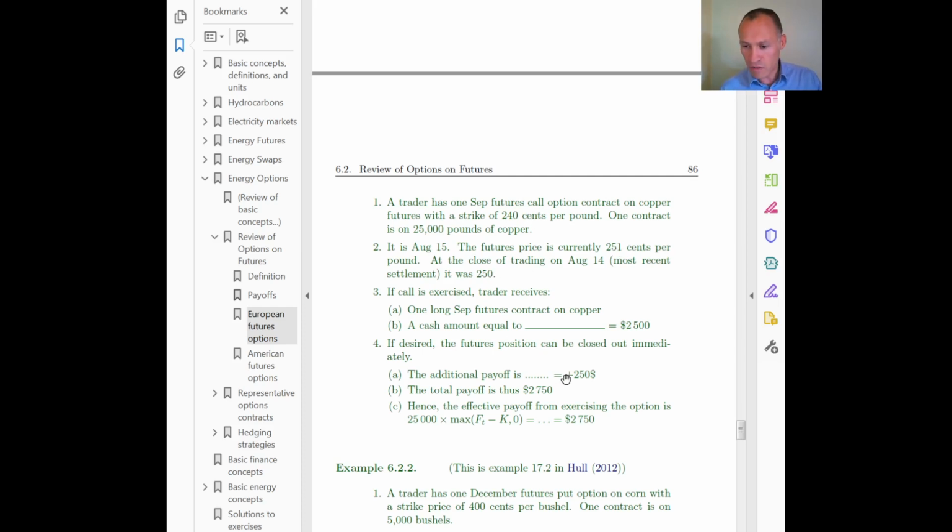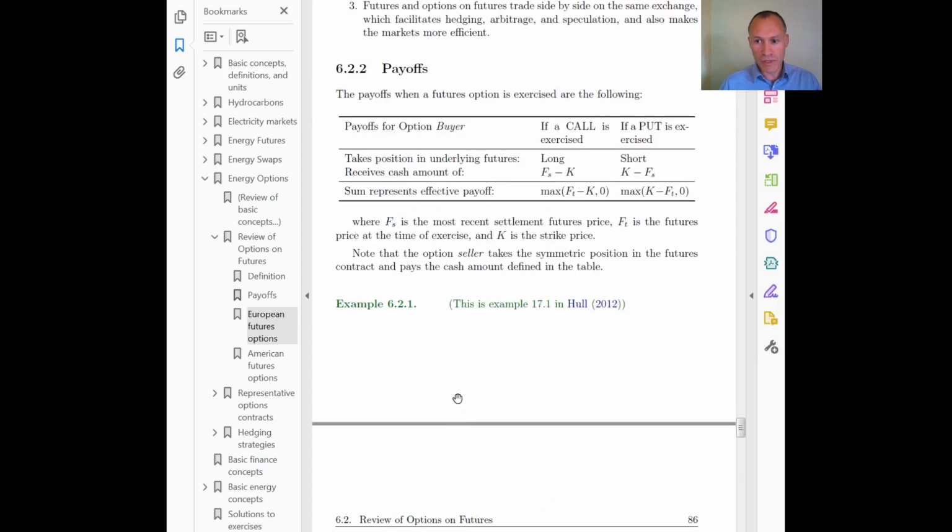That's where my confusion was coming from. So 251 minus 250 is 1 cent. 1 cent times the size of the contract gives me $250. So this plus the cash amount that I got from exercising the call, the total is $2,750, which is exactly the same as this expression that you have here. So again, this shows you that the total amount that you get from exercising the futures option is given by this expression. This was for the call.